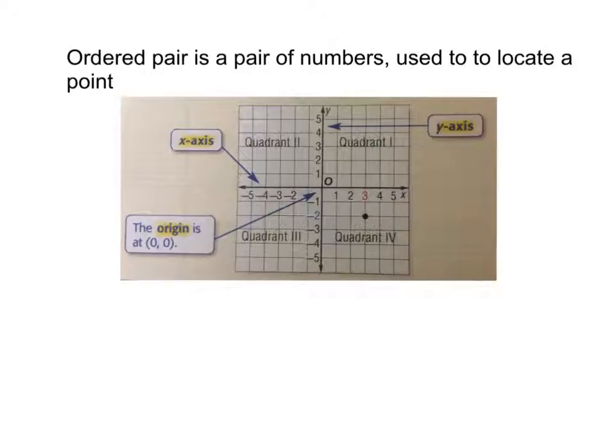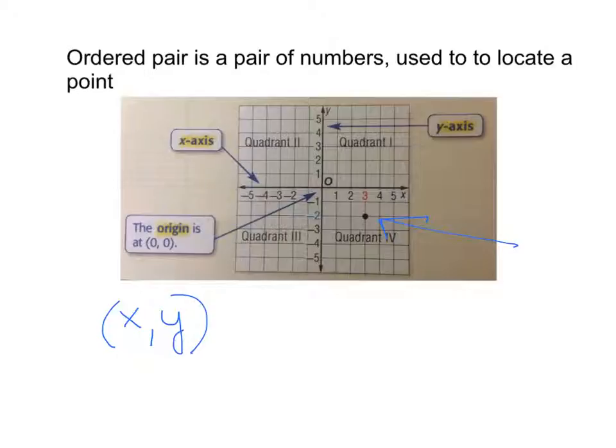When we're creating an ordered pair, you're using that pair of numbers to locate a point. So let's look at the point that's on this graph right here. When we write ordered pairs, we always write them as x and y. Your x value comes first, your y value comes second.